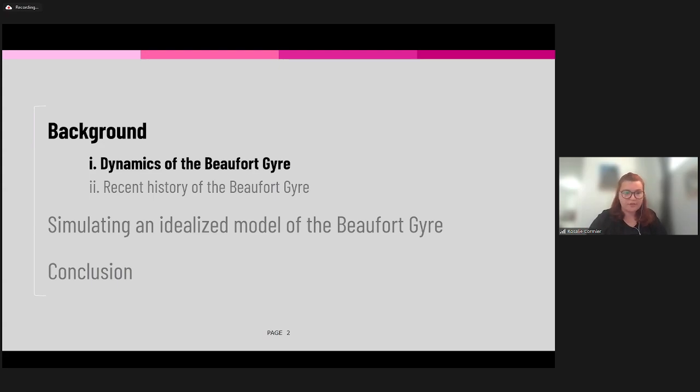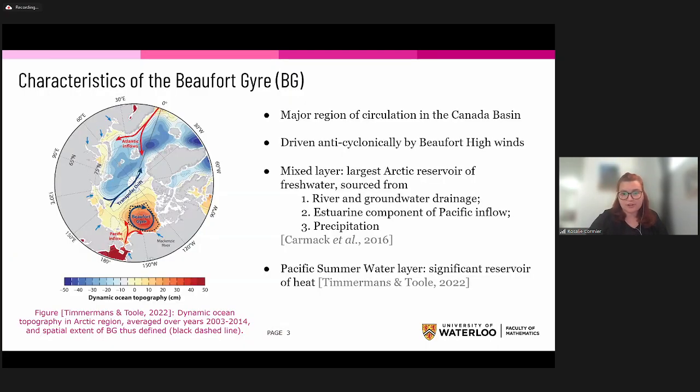So for those who don't know, the Beaufort Gyre is a major anticyclonic region of circulation in the Canada Basin of the Arctic. It's a wind-driven gyre, and it's very important to Arctic climate for several reasons, and I'll highlight a couple here.